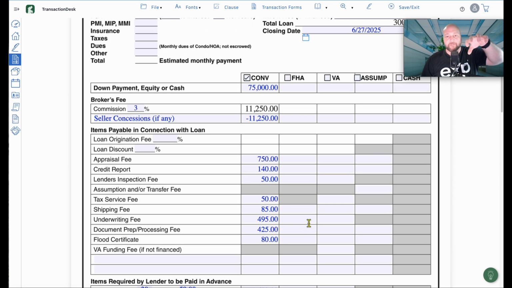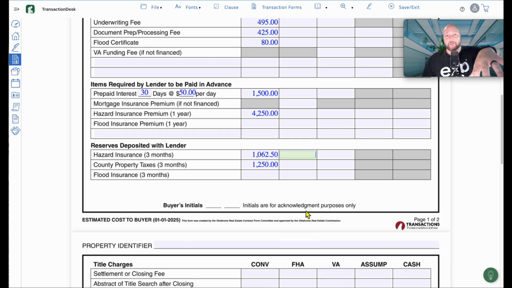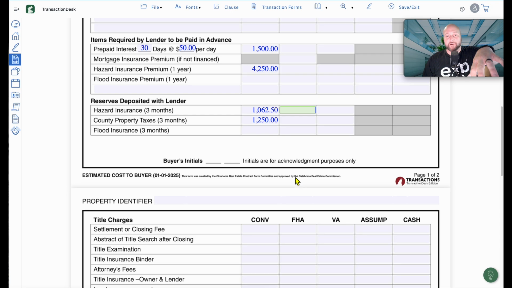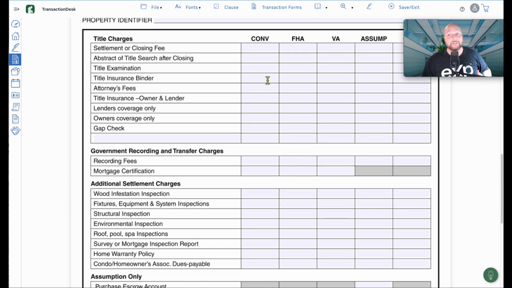So far, we've gone over commissions. We've gone over items payable with the loan. We've gone over interest and escrows, and we've gone over reserves. So now we're going to move on to the next page, guys. So here are your title charges.